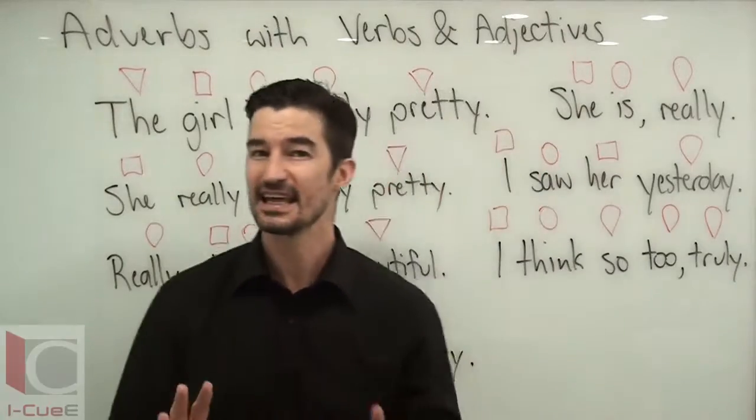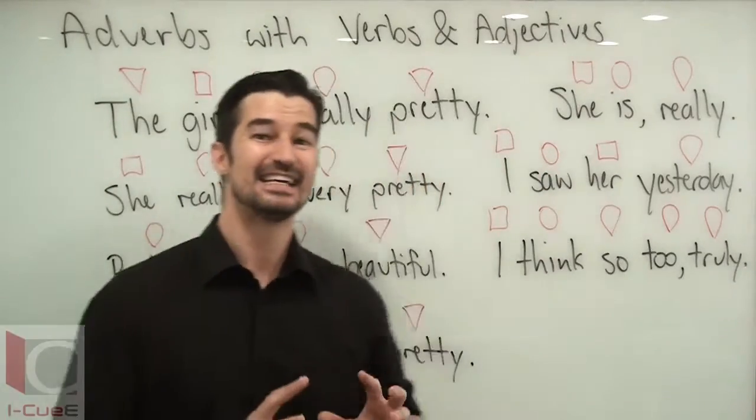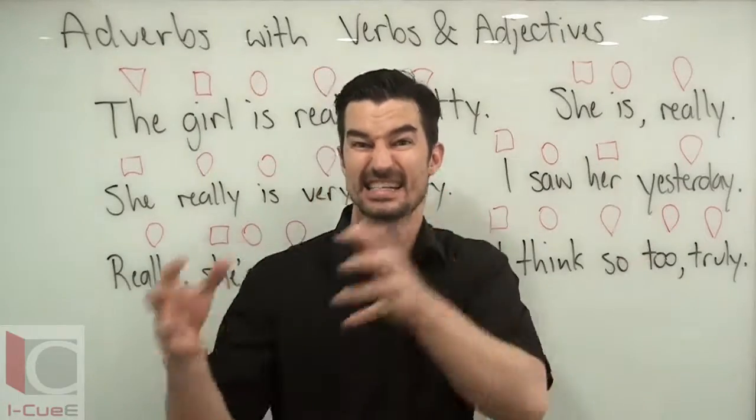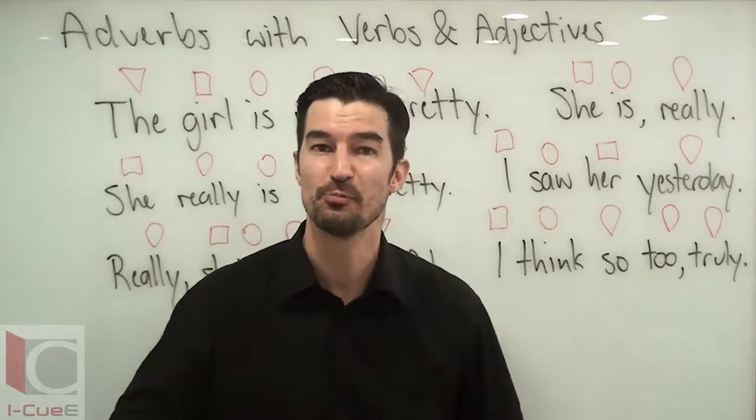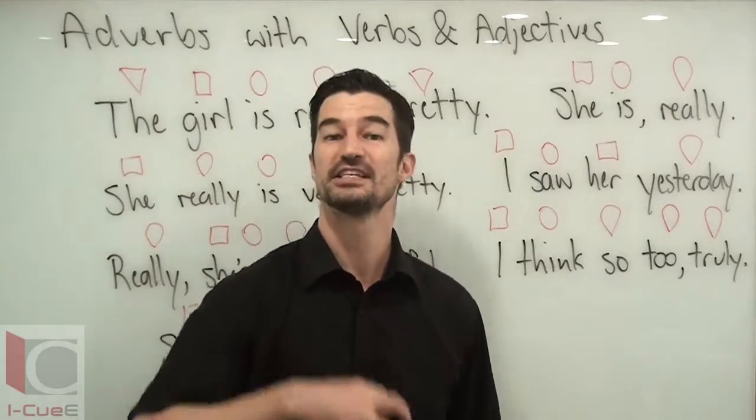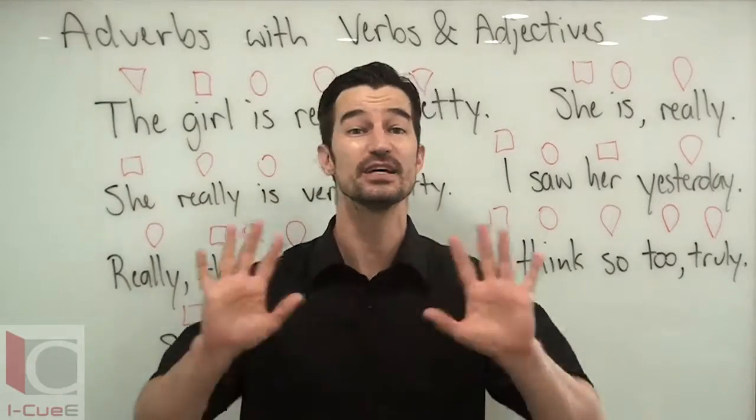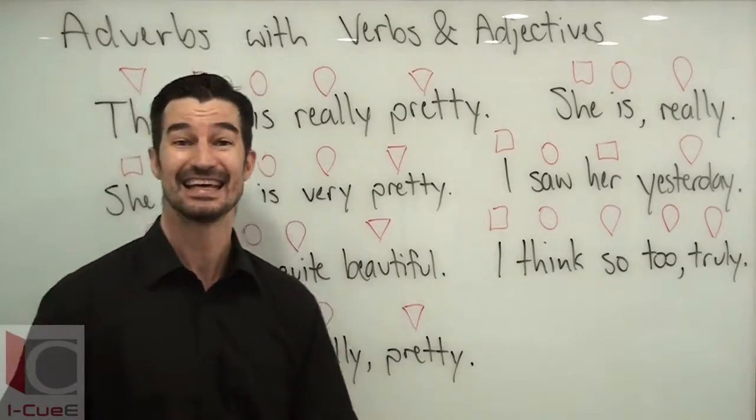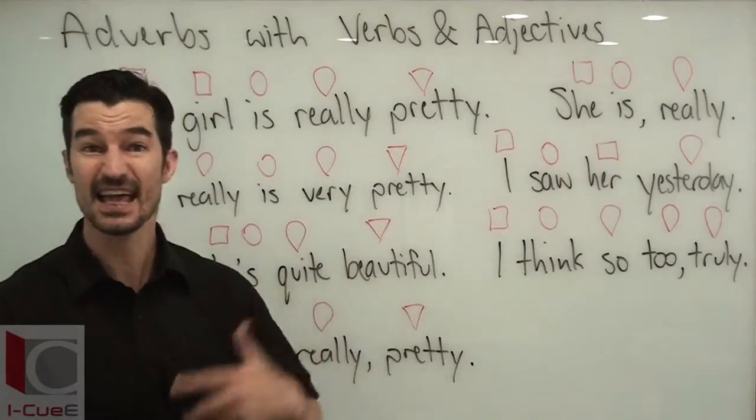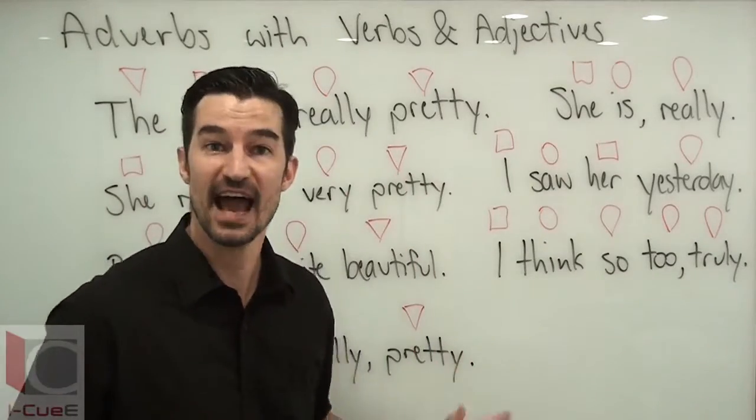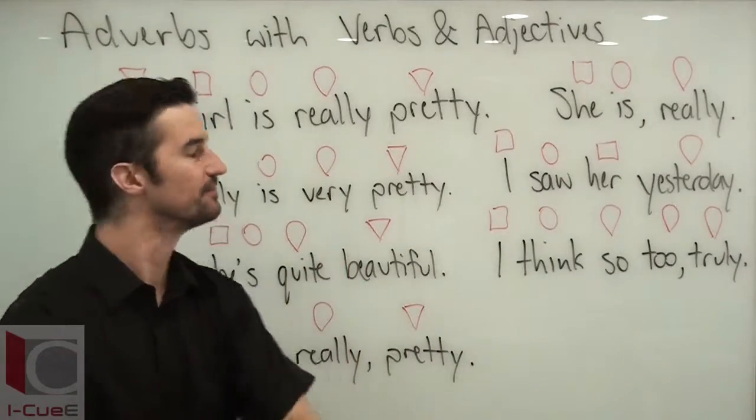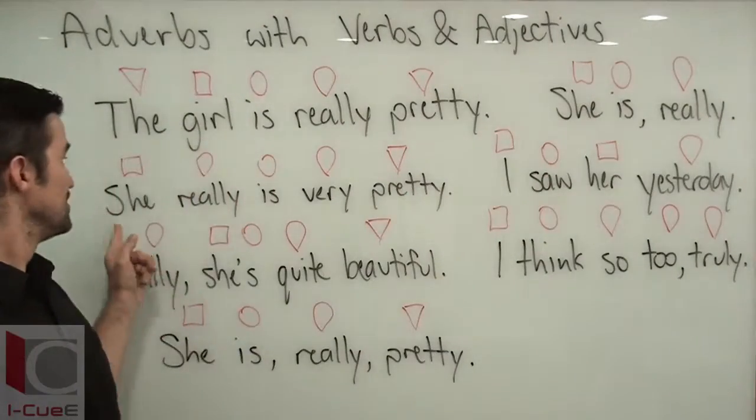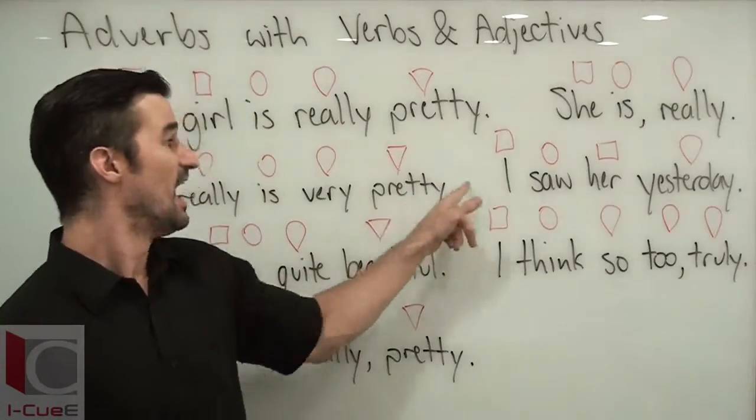So the important thing you need to remember is that any word or group of words that can be moved around in a sentence can also be removed or taken out of sentences, and you can still have complete thoughts. So we could go back and look at the examples and take out pretty much all the adverbs. Pretty much. The girl is pretty. She is. She is pretty. I saw her.